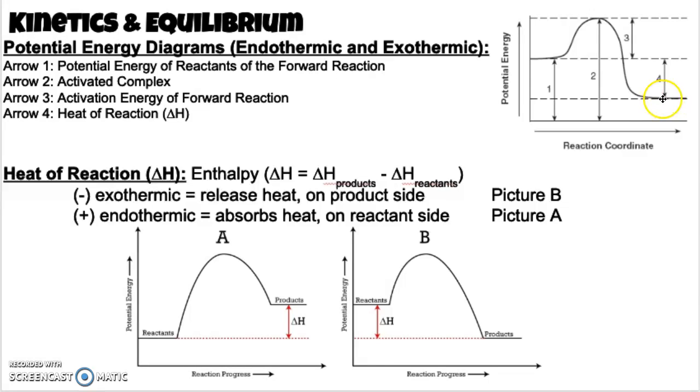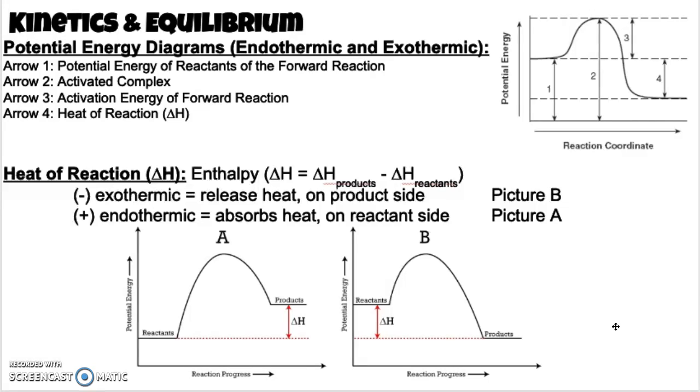Then, arrow 4 is this arrow here. It's the difference between the products and the reactants. Remember, pepper. Potential energy of products minus the potential energy of the reactants is pepper. Also known as delta H, aka heat of reaction, or enthalpy. Delta H can be negative, resulting in an exothermic reaction, or positive, showing an endothermic reaction. In exothermic reactions, like picture B here, the products have less energy than the reactants, so the delta H is negative, and the energy is released.